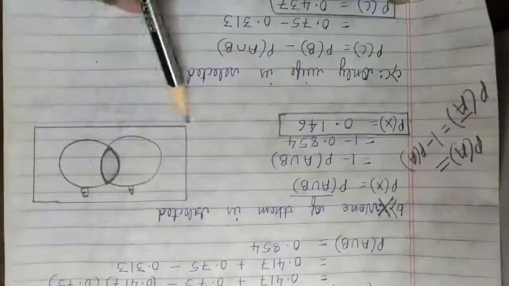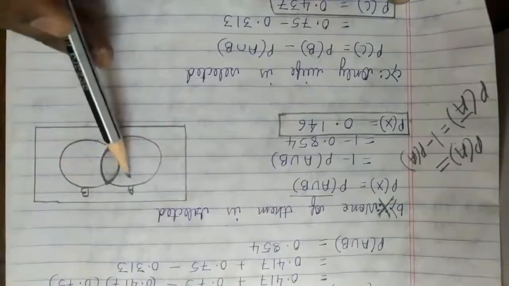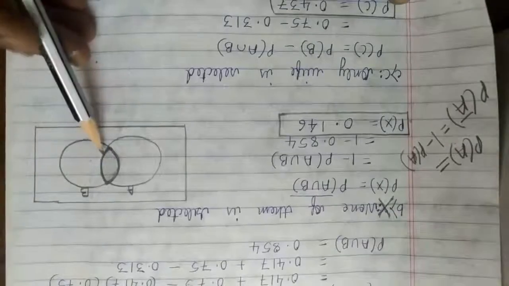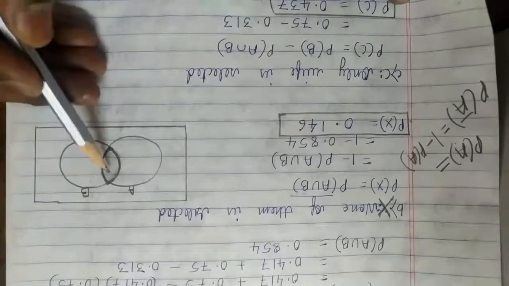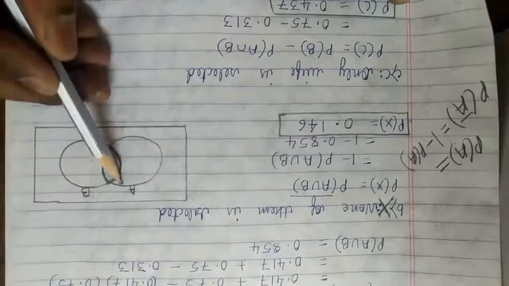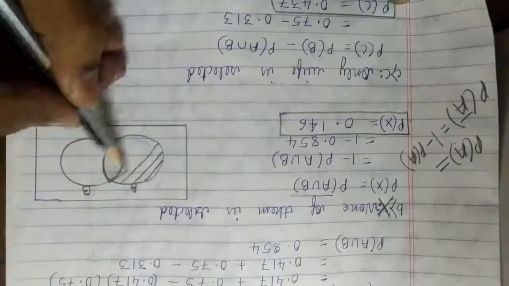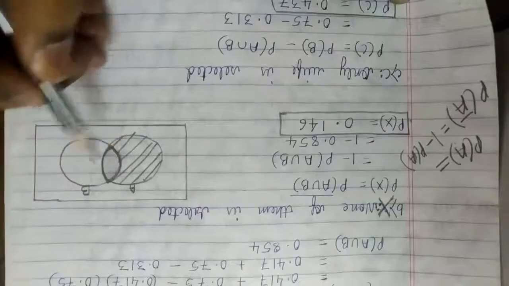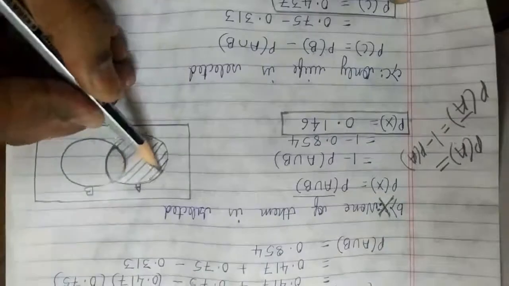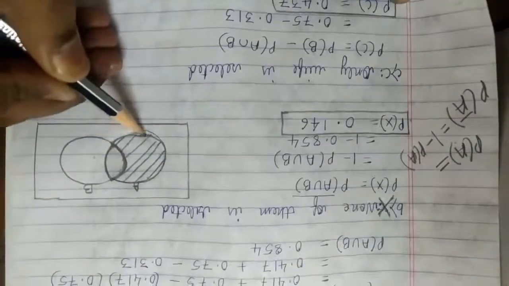Suppose this is the universe, that is the rectangle, and we have two circles, A and B, representing two sets, and they are intersecting. This shaded region is nothing but probability of A intersection B. So probability of A intersection B is represented by the shaded region. This region which I am shading here, only this region, like a moon, a crescent.